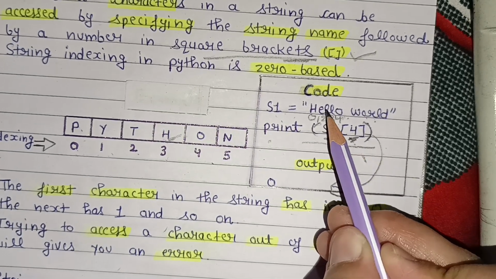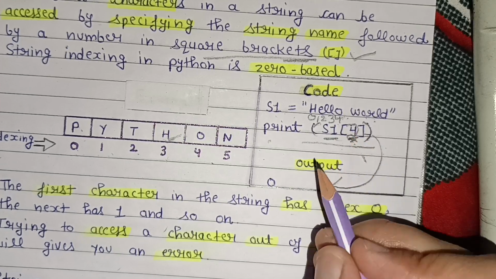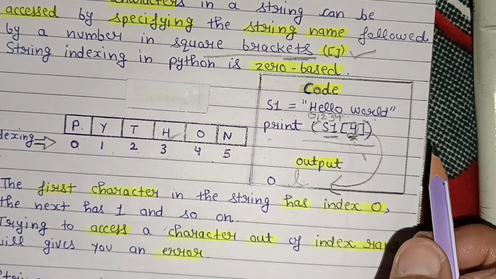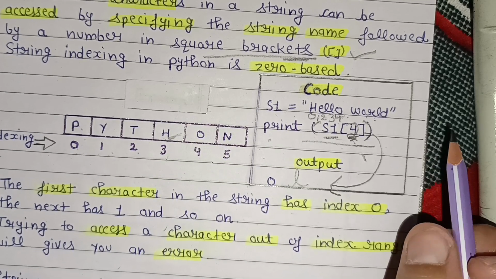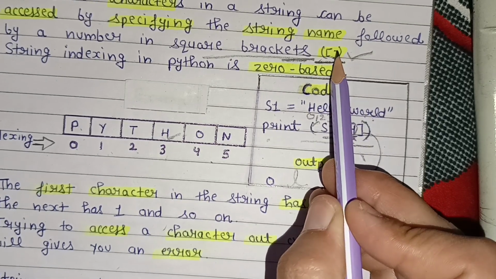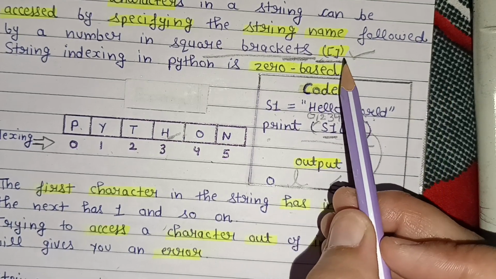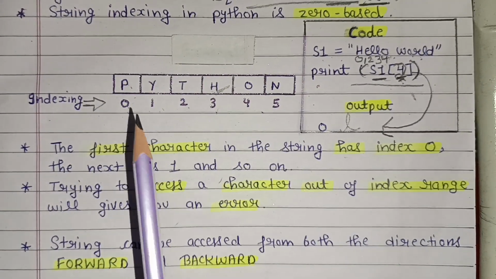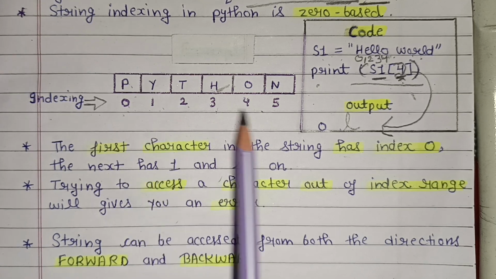Now if you want to print L, then you need to write here 2. After writing 2, you will get the output L. Okay, so you need to remember one thing. If you want to print an individual character, then you need to write the string name, and then in the square bracket you need to write the index value. I have already told you, indexing starts from 0 and so on.